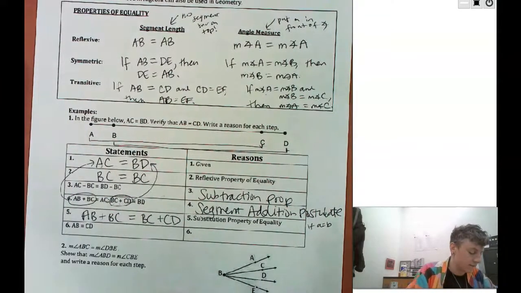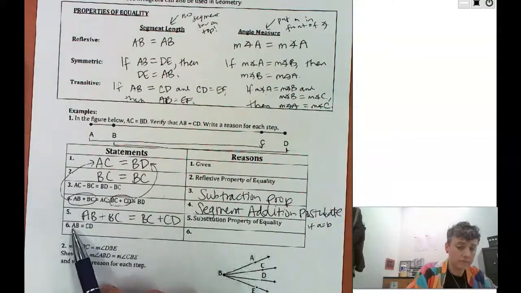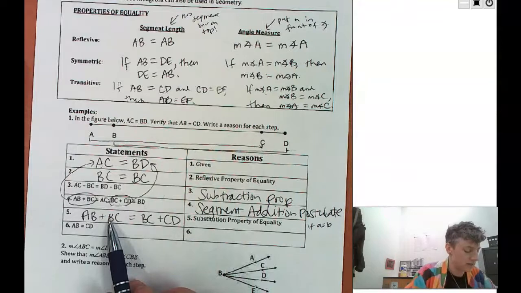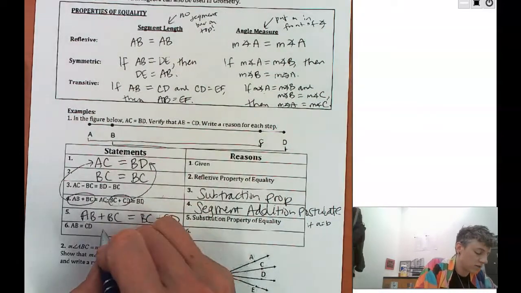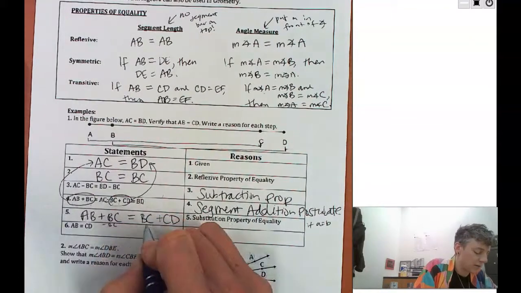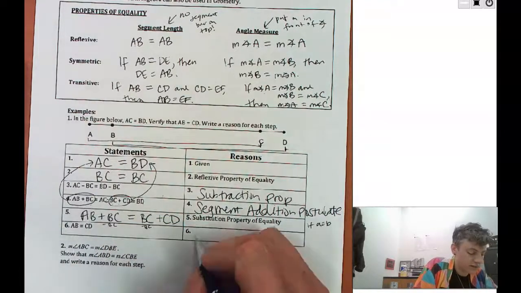Now we're so close. We're trying to get to AB equals CD. We have AB plus BC equals BC plus CD. So if we subtract off that BC, then we're left with what we want. So let's use that subtraction property.